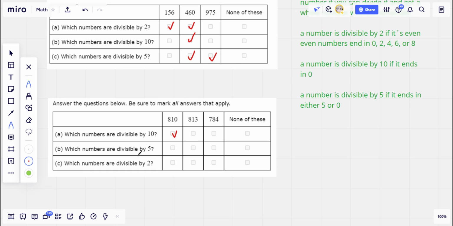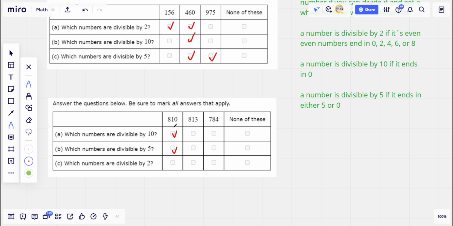Which numbers are divisible by 5? We're looking for anything that ends in a 0 or a 5. So 810 ends in a 0, but 813, 784, those are not zeros or 5s, so those are not divisible by 5.